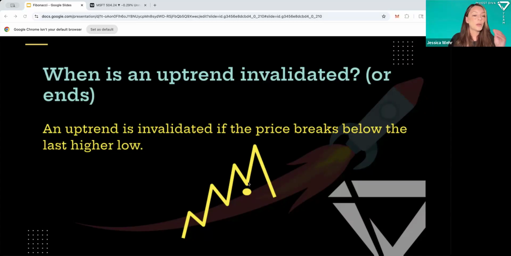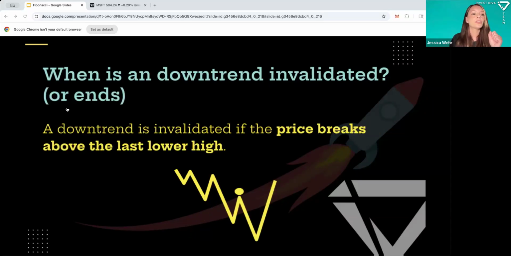An uptrend is invalidated when the price breaks below the last higher low. I like to call these steps. So once the price falls past that last step, or that last pullback in the uptrend, that uptrend is done. It's invalidated.